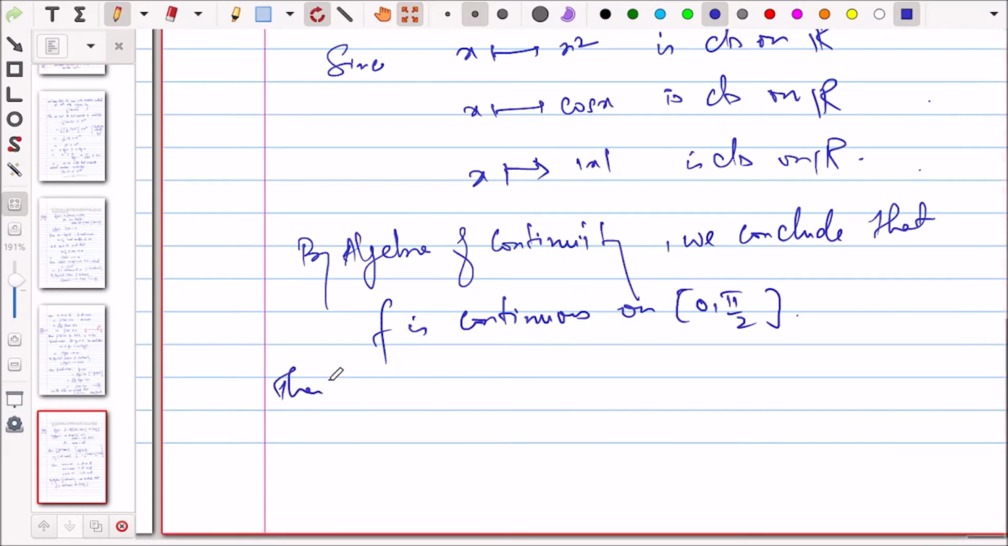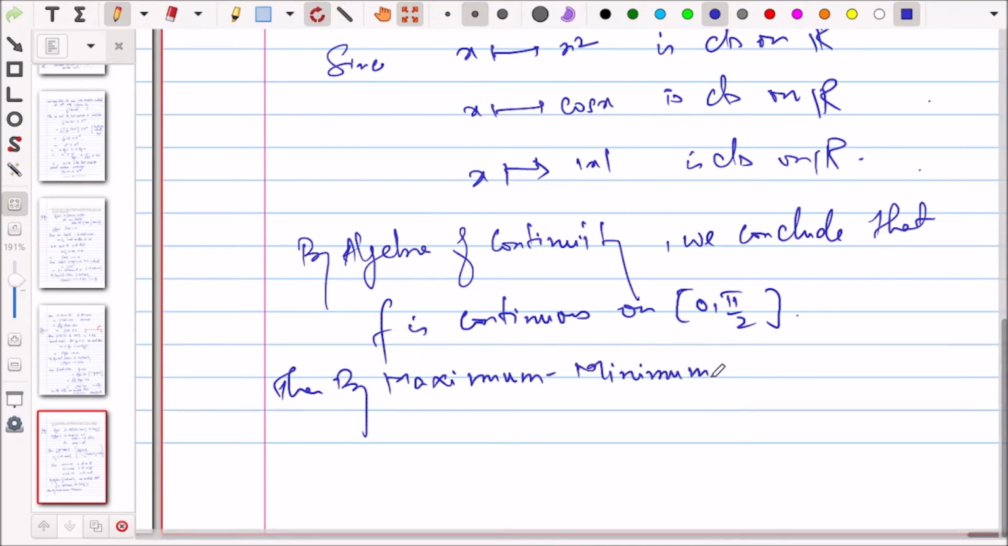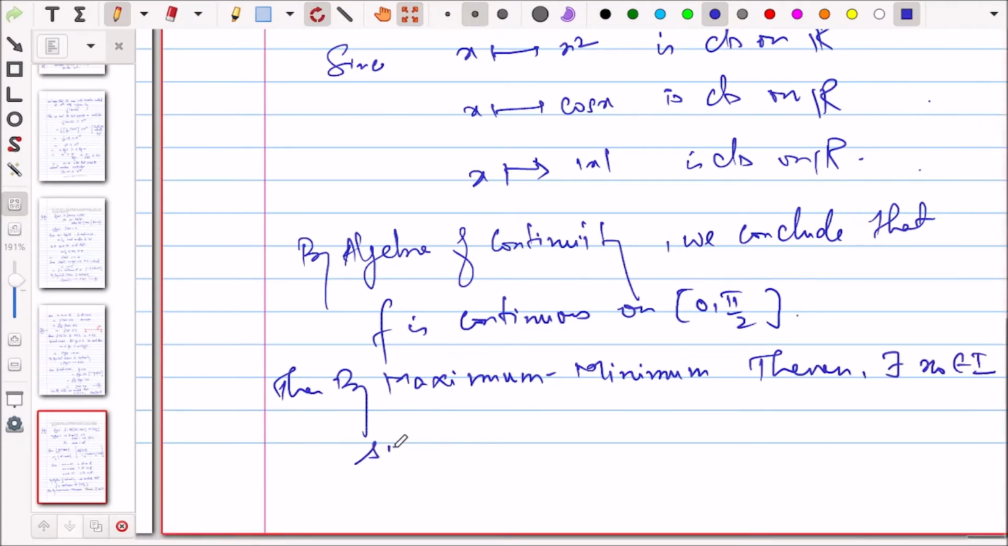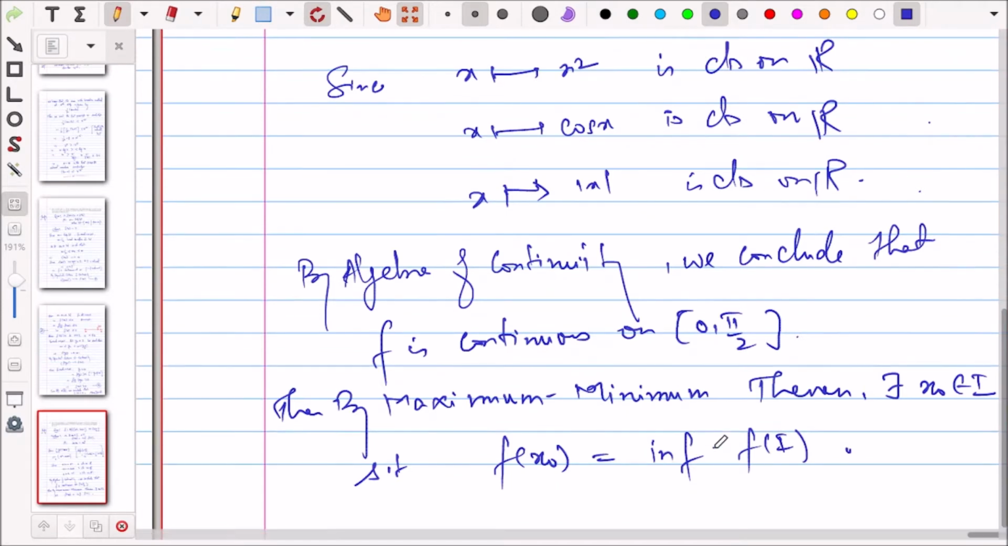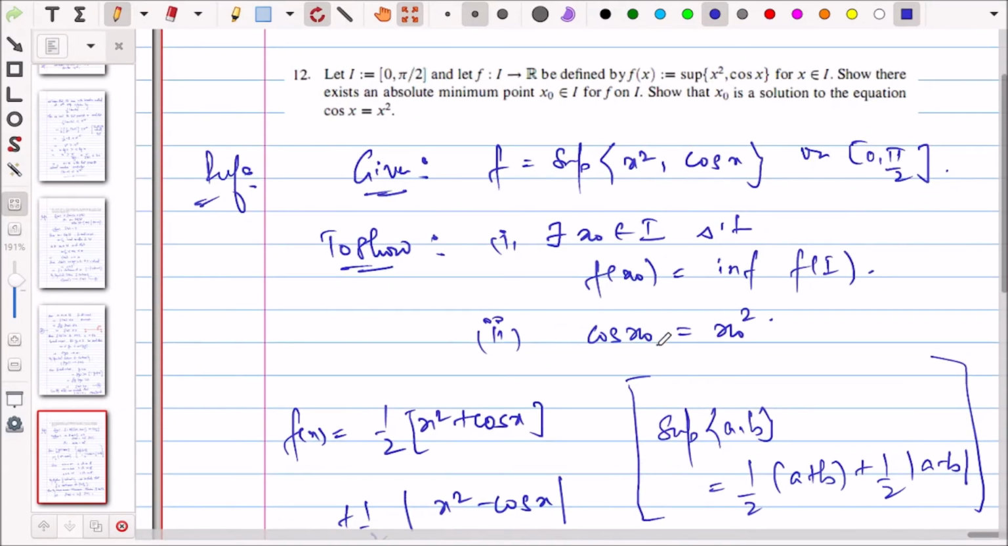Then by the maximum minimum theorem, which says that every continuous function defined on a closed and bounded interval attains its bound, there exists x naught belonging to I such that f of x naught is equal to the infimum of f. So we have found some x naught such that f of x naught is equal to the infimum of f. Now we have to prove the second part, that cos of x naught is equal to x naught square.